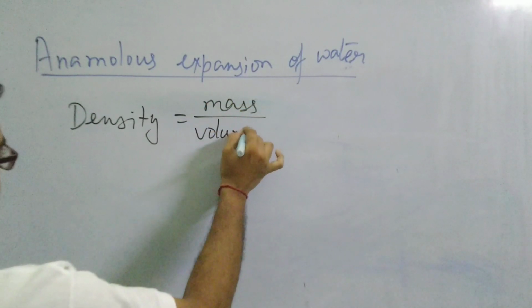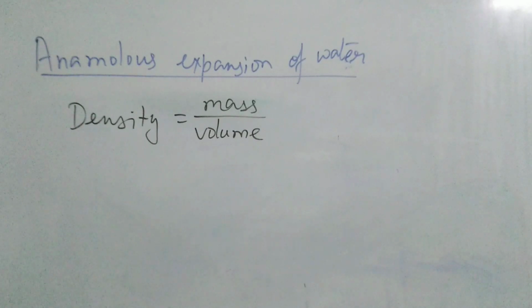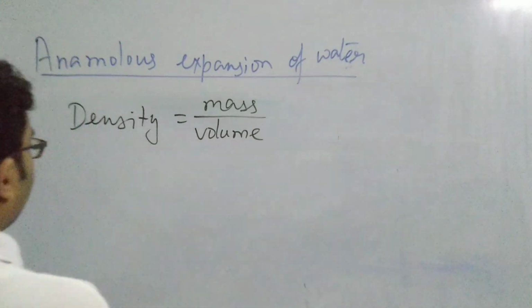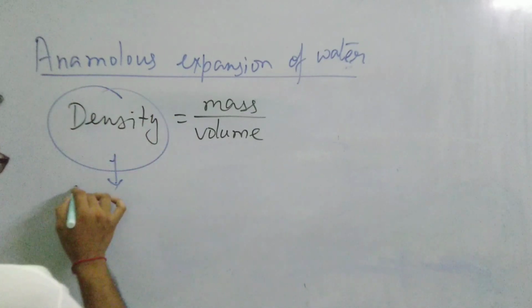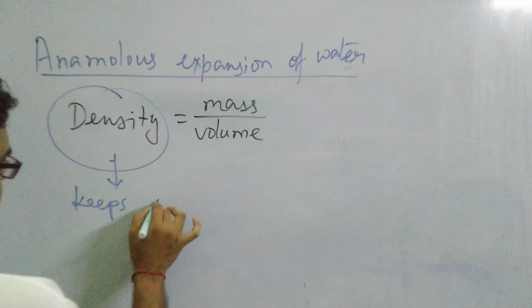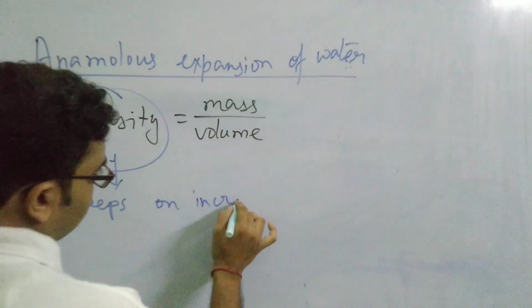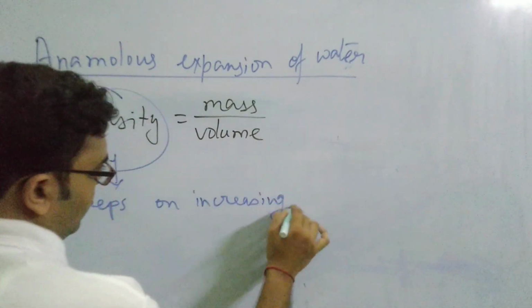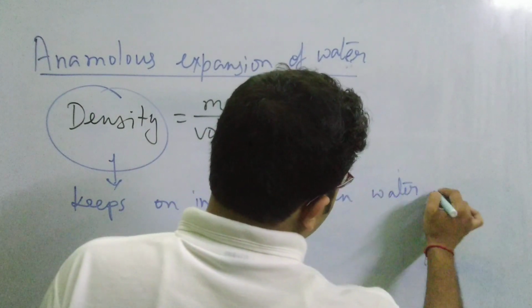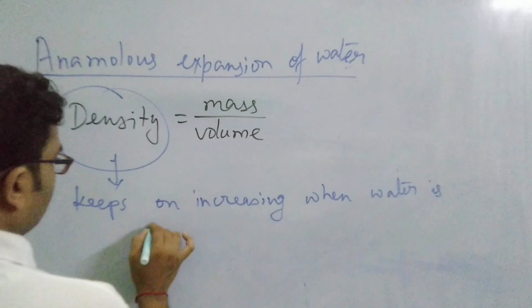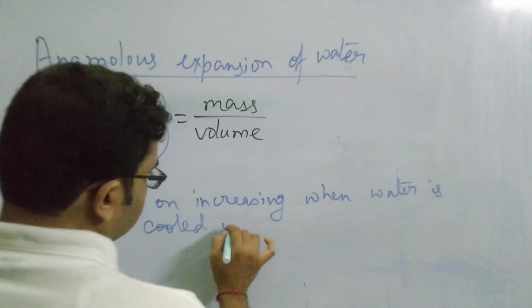When you cool water, what will happen? The volume decreases. As a result, density increases. So density of water increases up to which temperature? Up to 4 degrees centigrade. Density keeps on increasing when water is cooled up to 4 degrees centigrade.